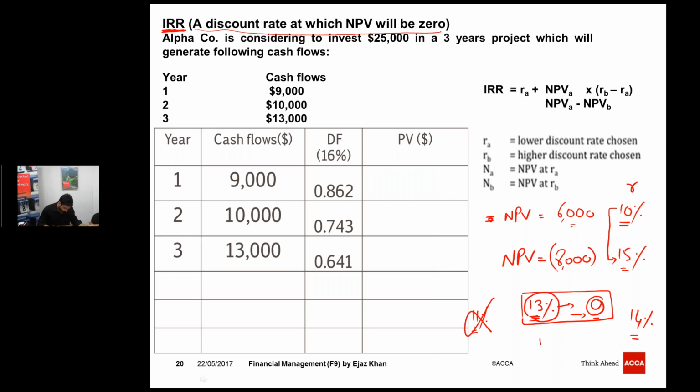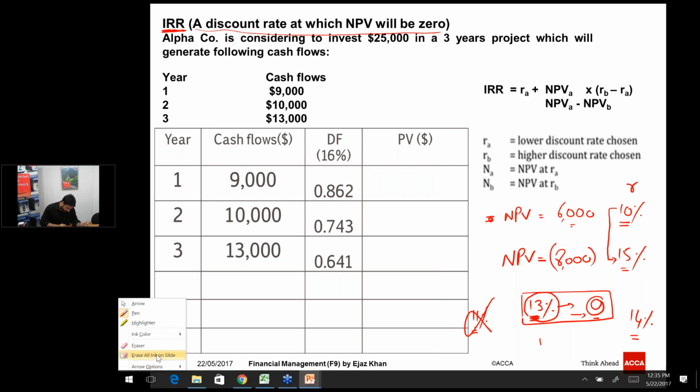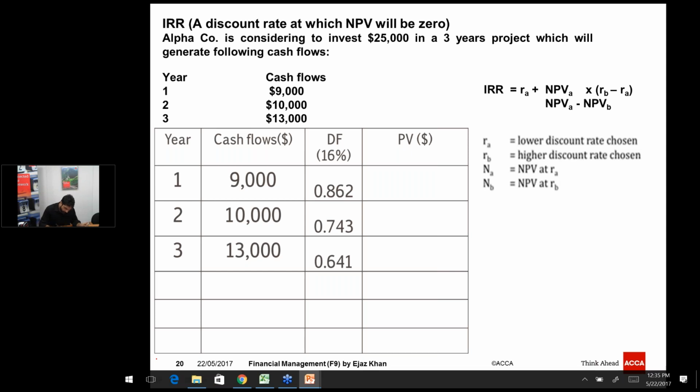So all we have to do is to find out the rate at which the project will have a zero NPV, and then we will compare this rate with the cost of capital of the company, and we'll be able to decide whether we should accept this project or not. Let's now look at this example. Things will be further clear to you.